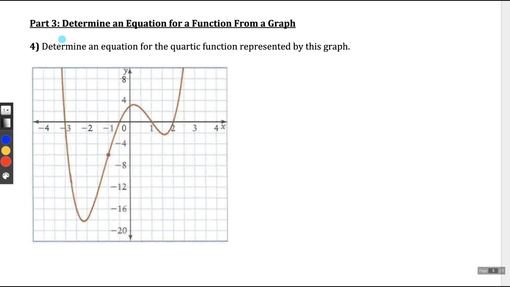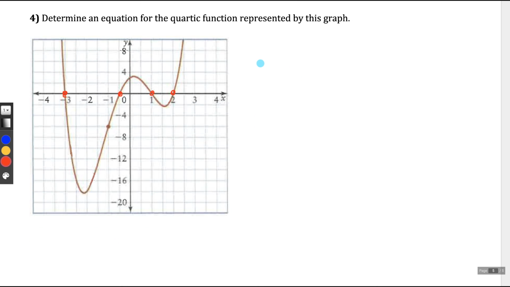Last part, part 3, determine an equation for a function from a graph. So in the previous parts, I just told you about it in words. Now we'll look at the graph. This one has x-intercepts at negative 3, negative a half, 1, and 2. Determine an equation for the quartic function represented by this graph.